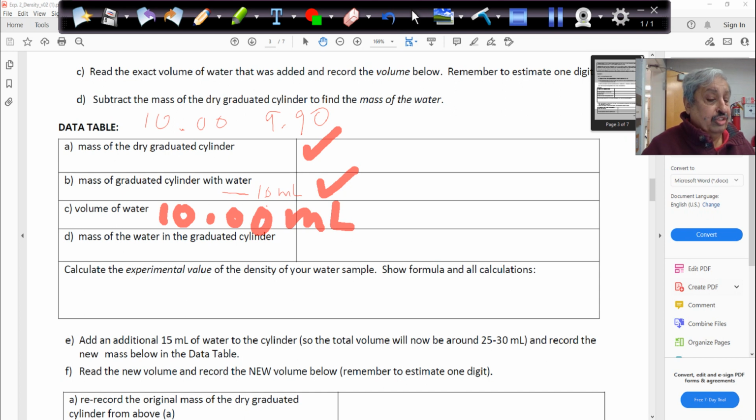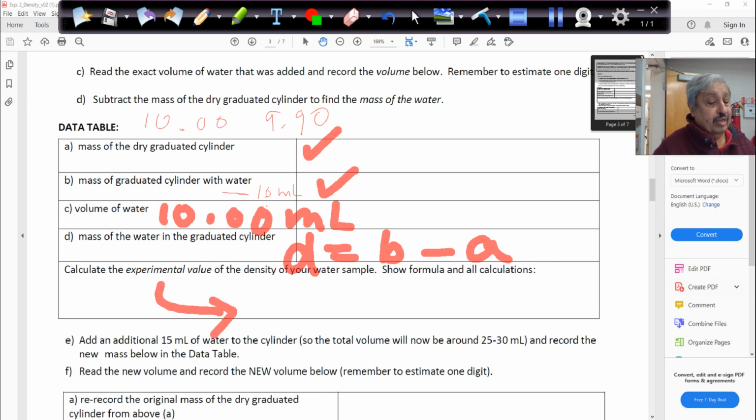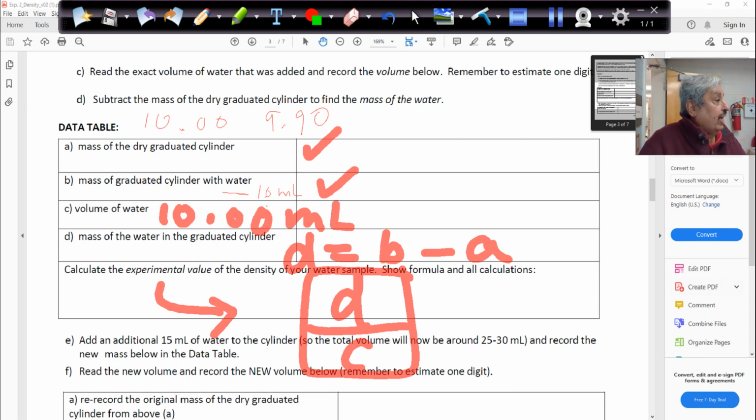So the mass of H2O will be B minus A. B step minus A step will give me the mass of the 10 mL I have inside. Is everyone following? So then what will the density be? I have 10 mL there, which is C, correct? And this is D, correct? D is equal to B minus A, and the density will be D divided by C, the mass over the volume, which is 10 mL.